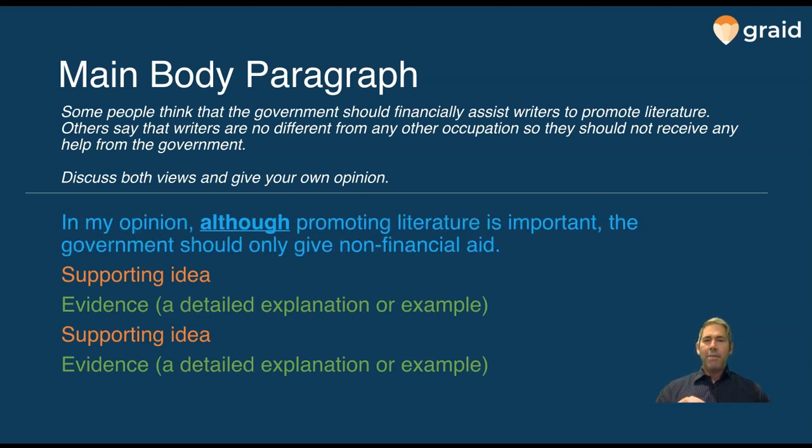A final one: in my opinion, although promoting literature is important. So "although" means I'm going to have something which I don't think as strongly about, followed by something I feel strongly about. Although promoting literature is important, the government should only give non-financial aid. So here, for the purposes of the essay, I have an alternative position. I think the government should help authors, but only with non-financial aid. So I have an alternative opinion, and I also have a complex sentence as one of my topic sentences. Hopefully it is a complex sentence which you can replicate with different ideas in your own essay.